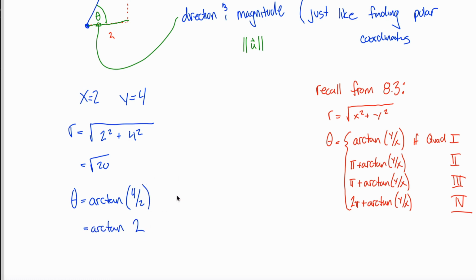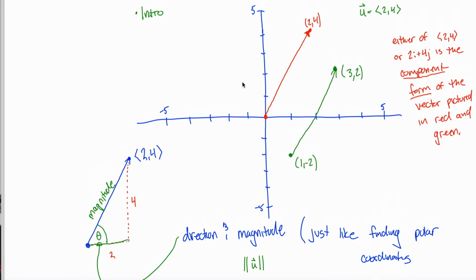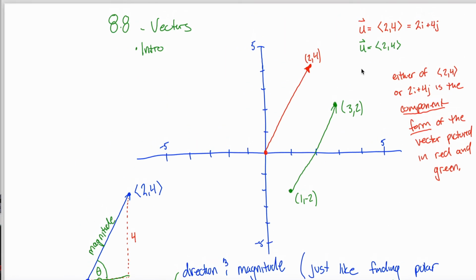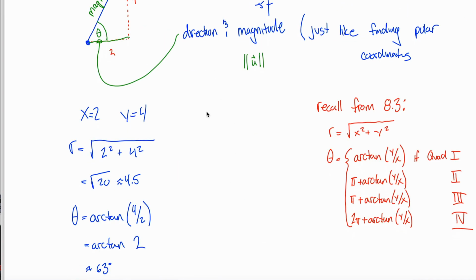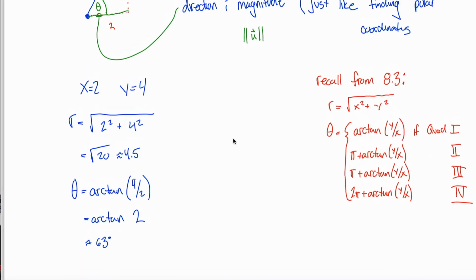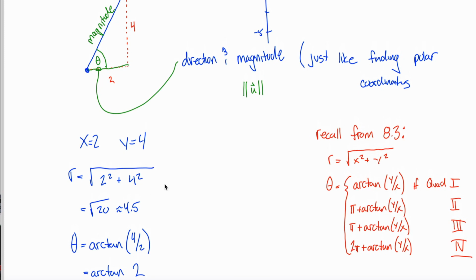With a calculator, you might be able to figure out that the arctangent of 2 is about 63 degrees, and the square root of 20 is roughly 4.5. So rather than being told that this vector in its component form is 2, 4, we could say that the direction of this vector is roughly 63 degrees and its magnitude is about 4.5.